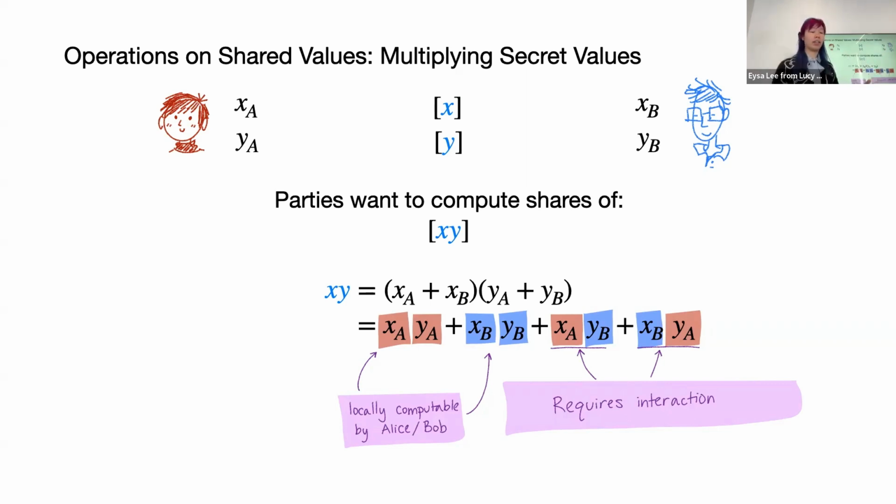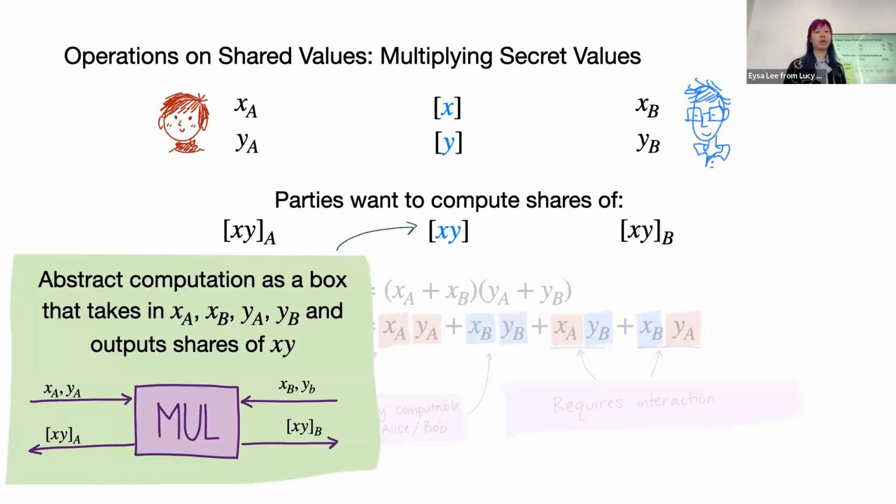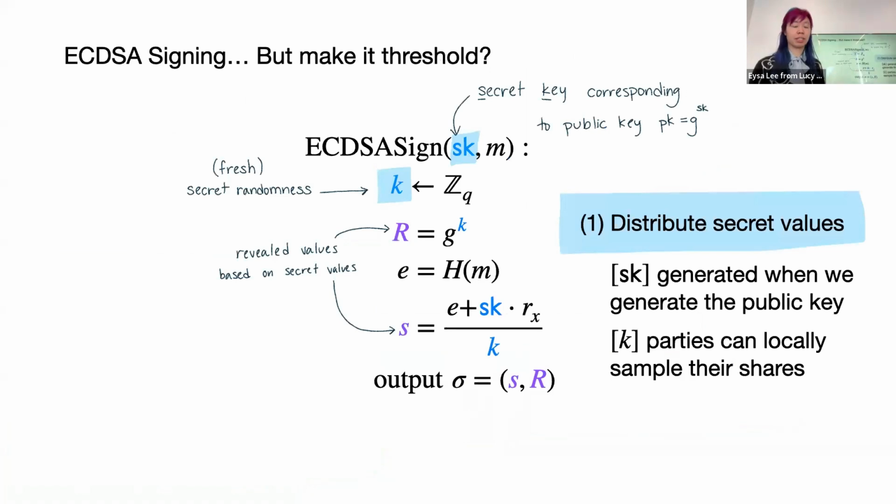In our work, we give a very efficient way of doing this. So I'm just going to abstract out this entire computation as just a little magic multiplication box that takes in these shares. It requires some interaction to compute this product, but it's going to output shares of these values. And so yeah, we're going to have that little box there. And now that we know how to distribute secret values, we can apply this to our algorithm.